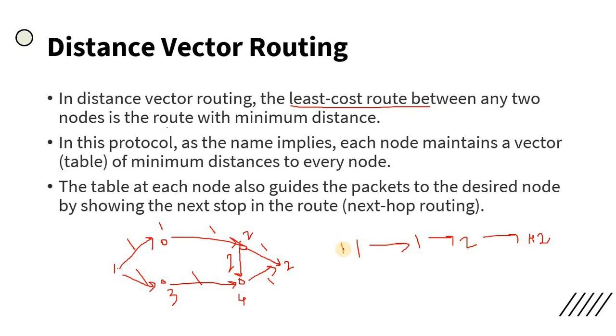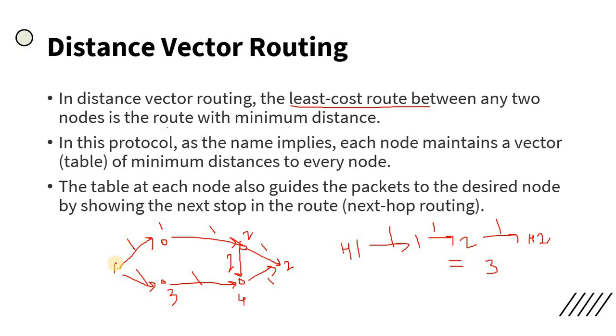This is host 1, and this is the first path. The distance between host 1 and router 1 is 1. The distance between router 1 and router 2 is also 1, and router 2 to host 2 is also 1. So the cost becomes 1 plus 1 plus 1 equals 3. Now the second route is something like this: host 1 to router 3, router 3 to router 4, and router 4 to host 2. So the distance is also 1 plus 1 plus 1 equals 3. The distance of these two routes is equal.